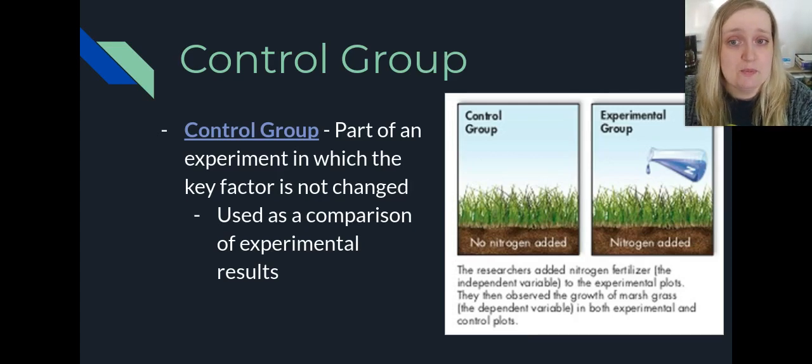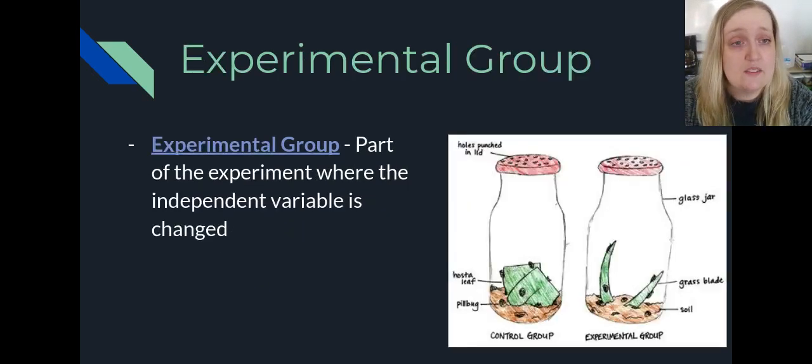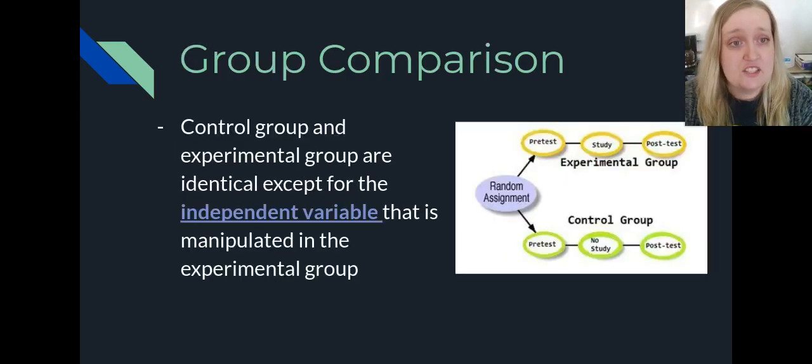Okay, a control group. A control group is a part of an experiment in which the key factor is not changed. It's used in comparison with the experimental group or experimental results. So you're going to do everything to your control group that you do to your experimental group without adding your independent variable. Now, the experimental group is the part of the experiment where you add the independent variable and you manipulate it or change it. These two groups are identical except for this independent variable.